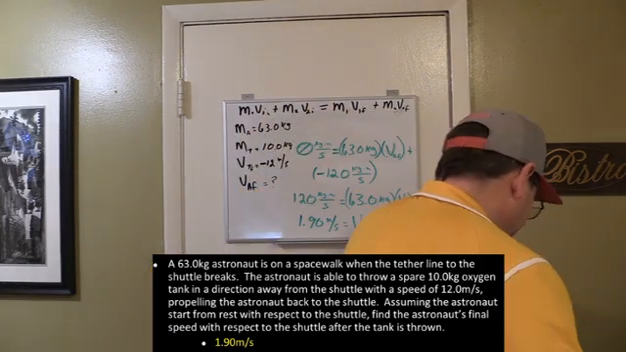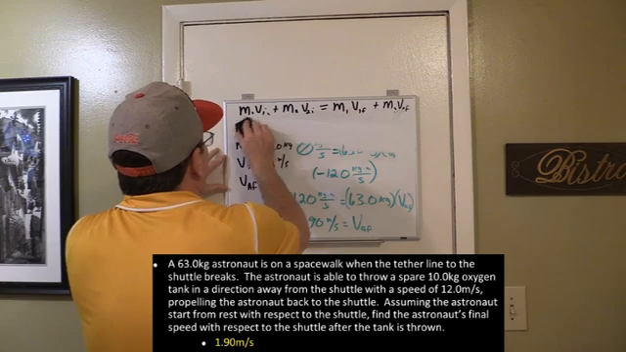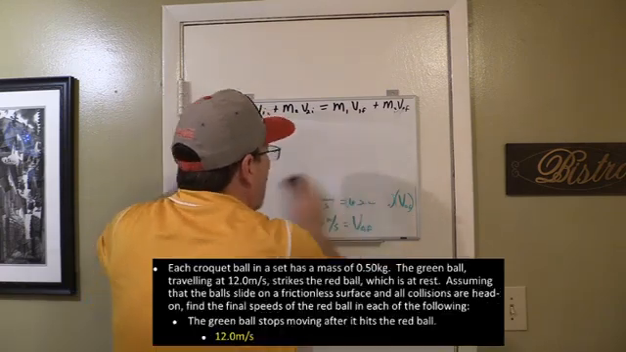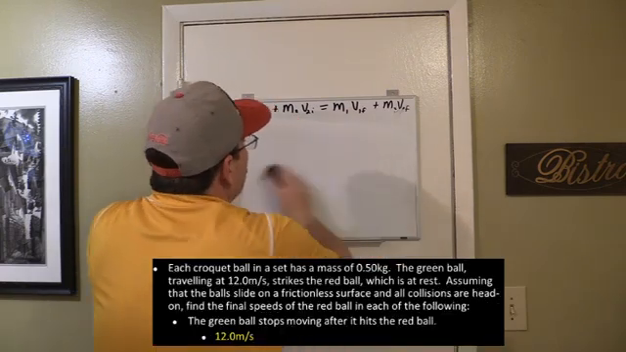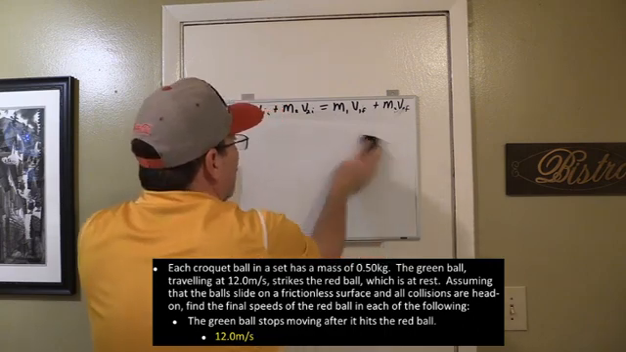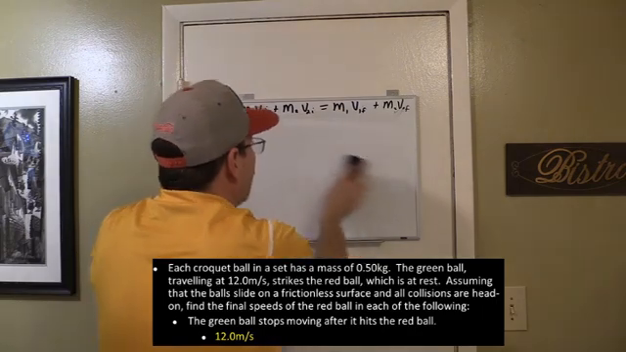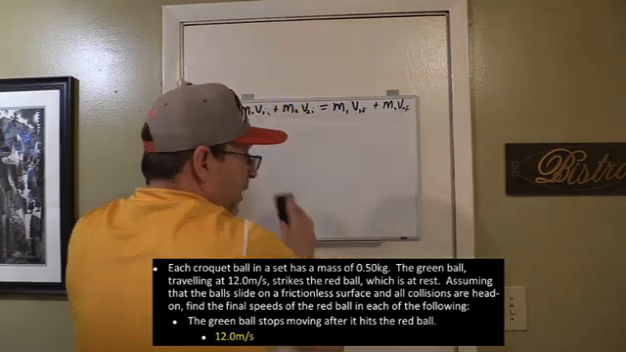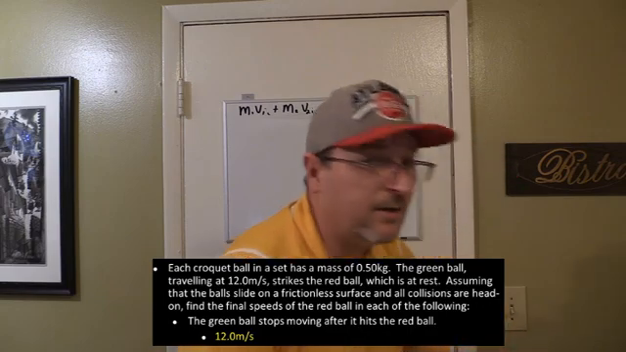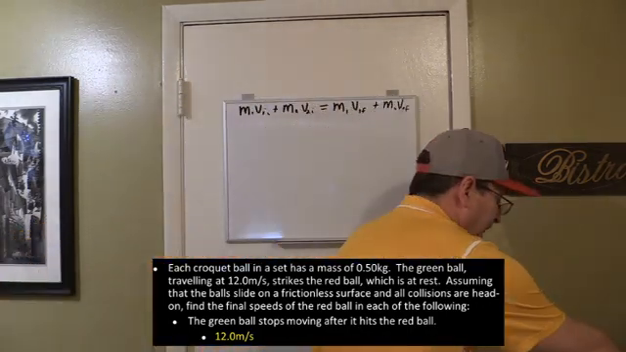Next problem has 2 parts to it. Now you do realize that with that astronaut, if we knew how far apart the astronaut was from the space shuttle, we could figure out how long it would take him to get back to the space shuttle. Yeah, so we could just use our kinematics from there.